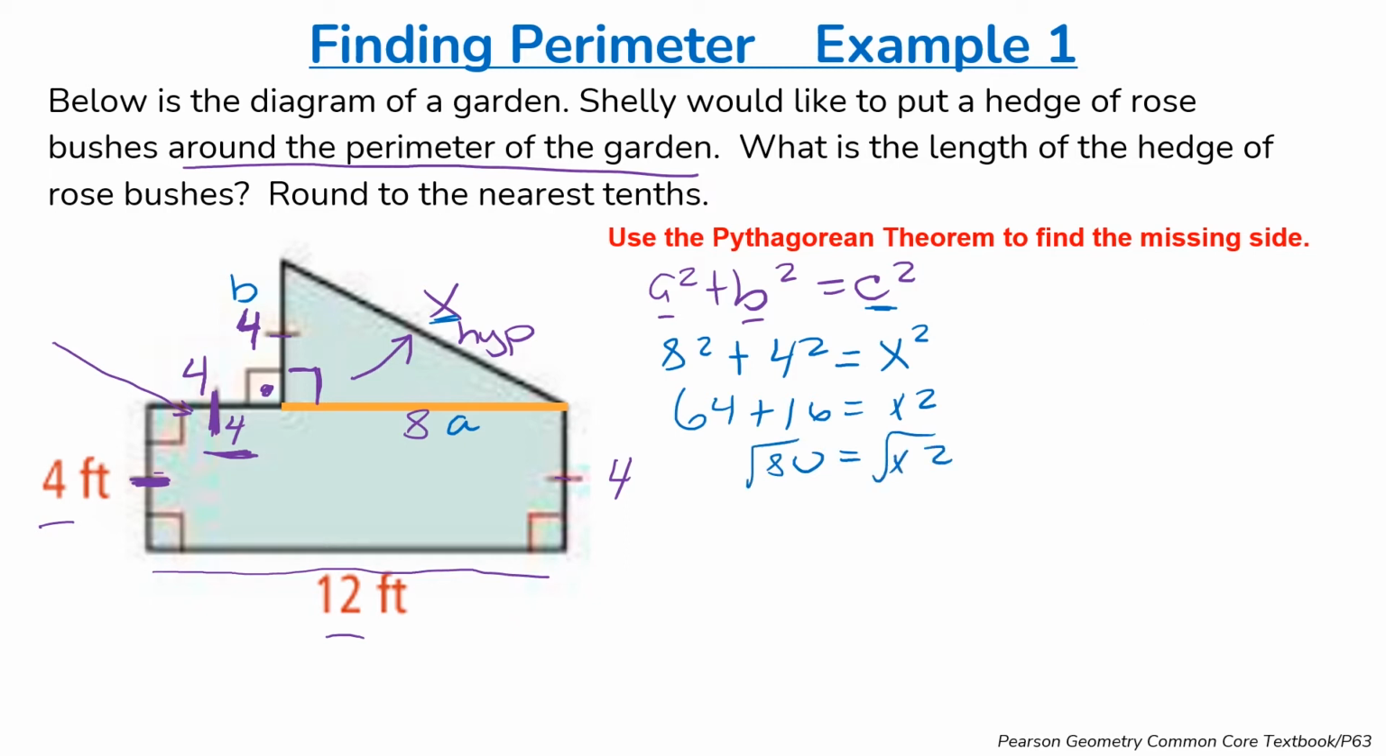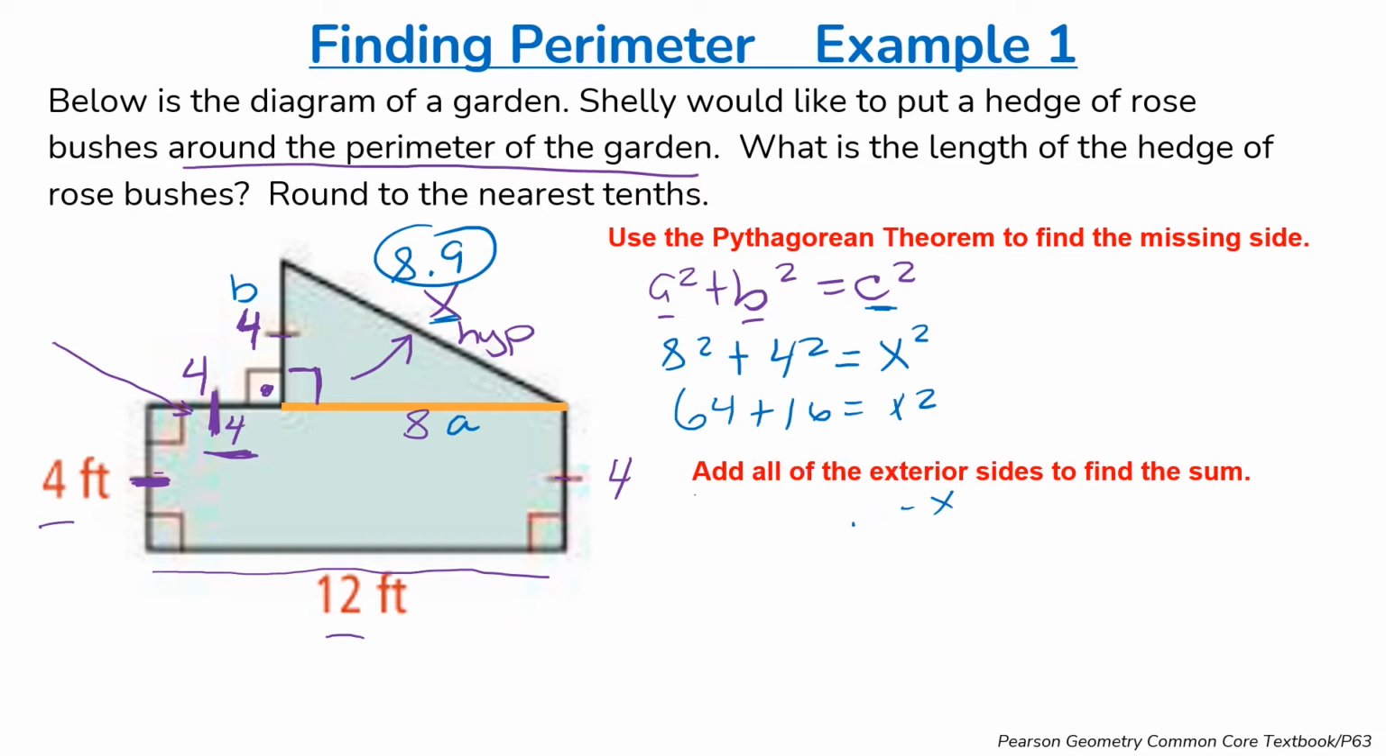Take the square root, and that is about 8.9. So I found the length of this side would be 8.9 approximately. Now I have the outer lengths of every side here, so I simply want to add them. It says here to add all of the exterior sides to find the sum. So let me just do this so it's not all messy.